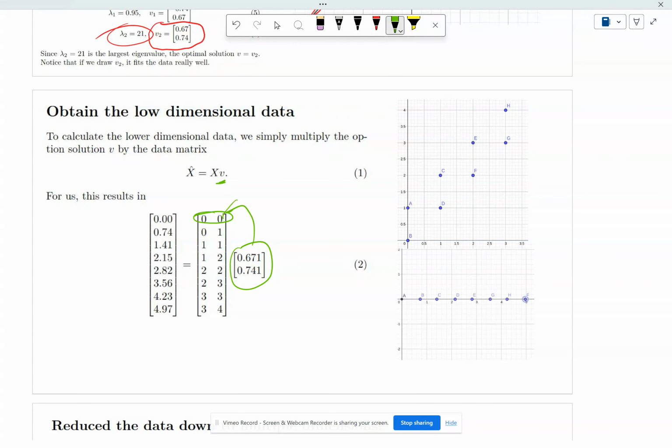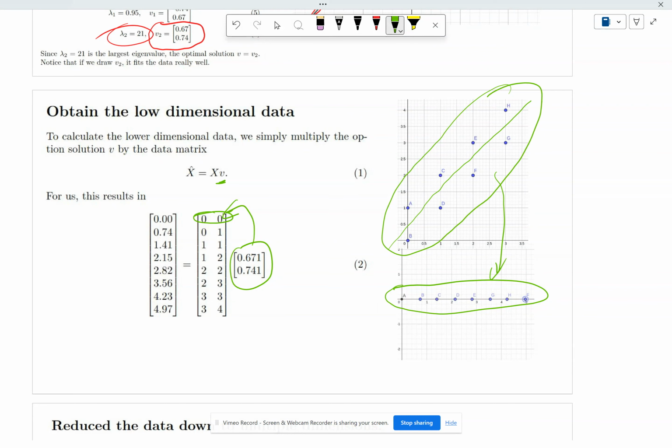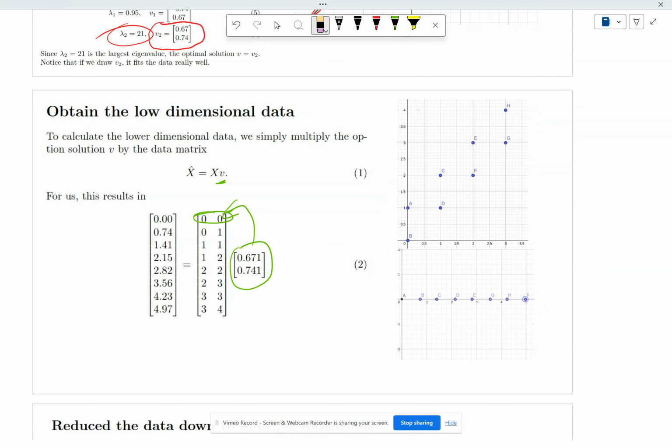And once you multiply them together, the new points are here. So essentially, we took two-dimensional data and moved it to one dimension. And notice if you draw the lines down, like here, it would be like this, right? So we moved it down to just one dimension.